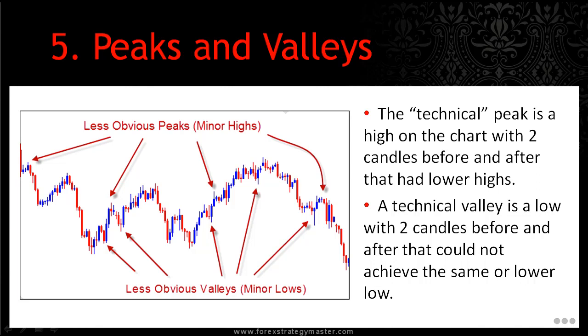That center candle becomes the low. We have 2 previous and 2 after candles that could not do the same thing. So technically, we have a low. These are not so obvious at times, which is why they're called minor highs and minor lows.